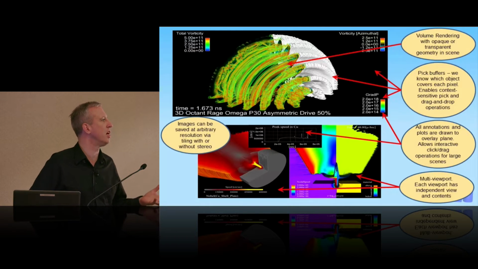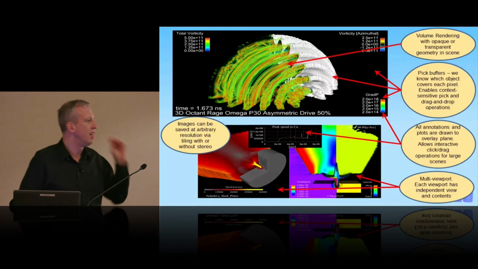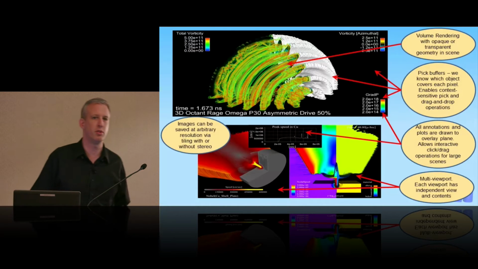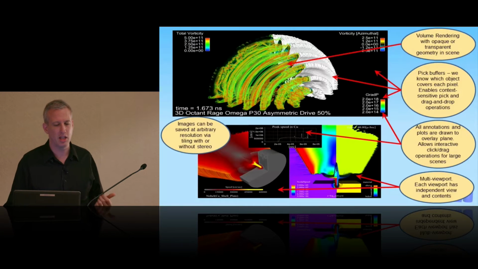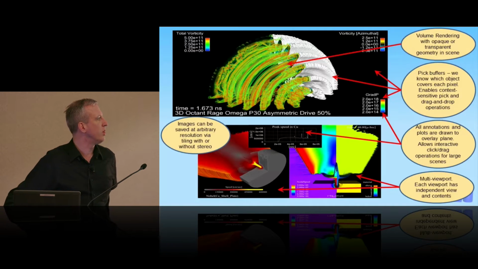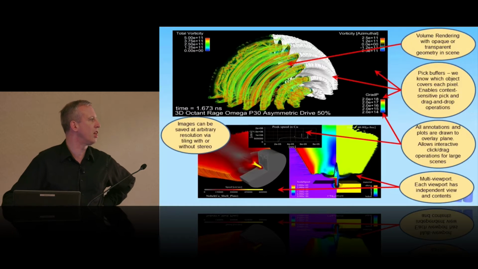Inside the OpenGL window, we've got all sorts of extra viewports. They have their own context, they have their own views, and so this all needs to be done at the same time. And then finally, we use a tiling system for OpenGL off-screen rendering so that you can save images at arbitrary resolutions.